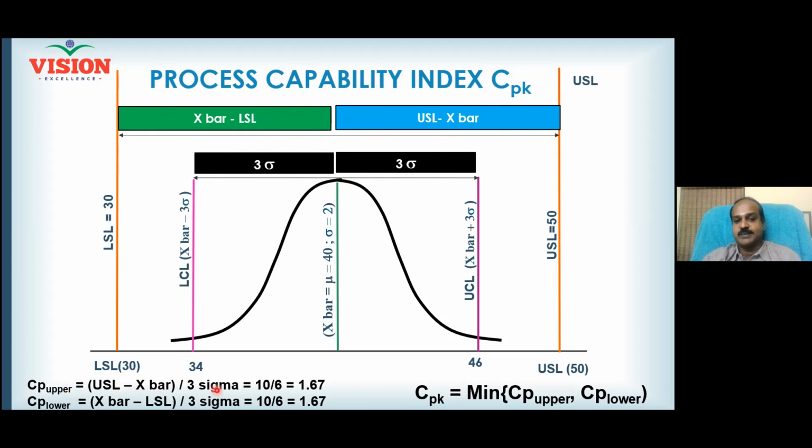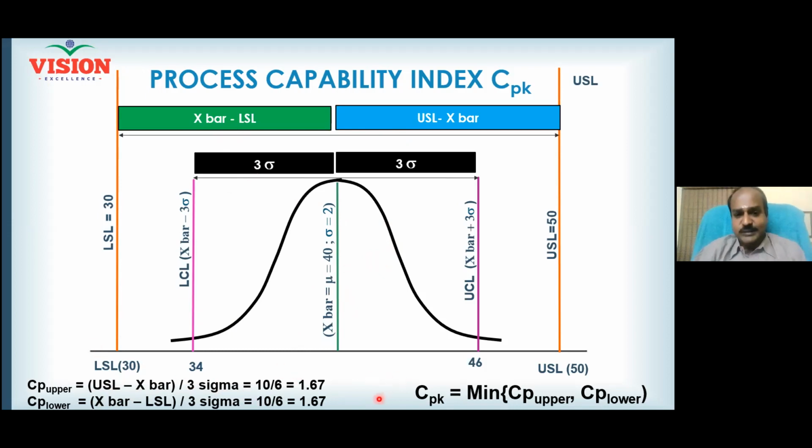The blue bar divided by 3 sigma is called CP upper. See here, USL minus X bar by 3 sigma. Similarly, the green bar divided by 3 sigma is CP lower. When your process is centered on the target, your CP upper and CP lower will give the same value. Am I correct? Yes, of course. Whether you calculate CP or CPK, if your process is centered on the target, both are going to give you the same picture.